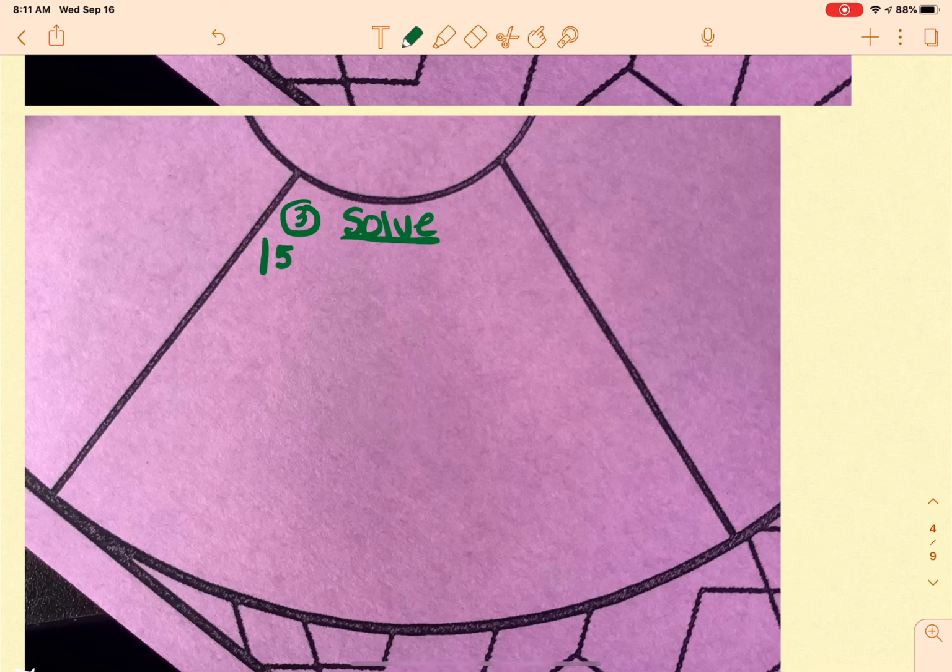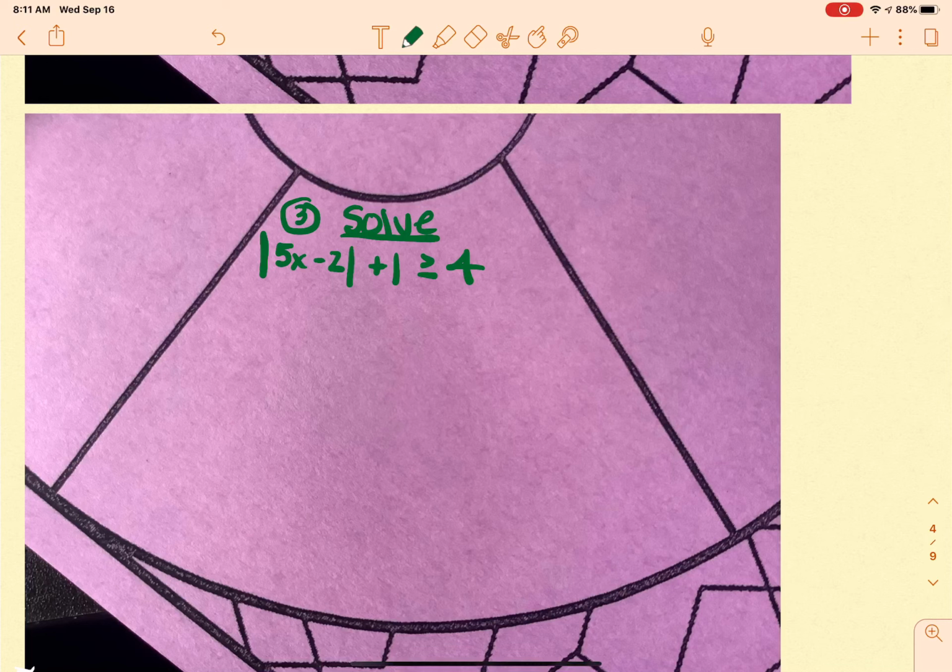Absolute value of 5x minus 2 plus 1 is greater than or equal to 4. Okay, to be able to solve these, we're going to have to get the absolute value by itself. So I've got to get rid of this first. So the opposite of adding 1 is subtracting 1. So I have the absolute value of 5x minus 2 is greater than or equal to 3.